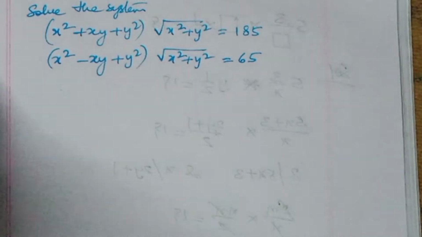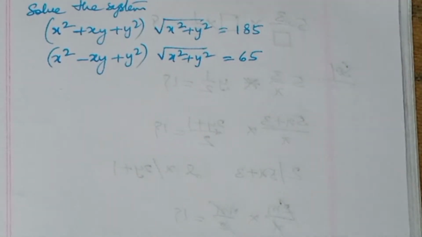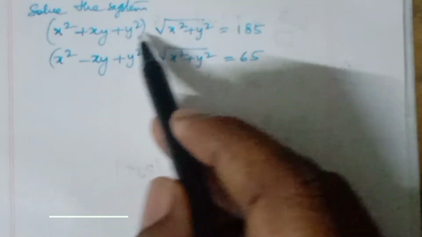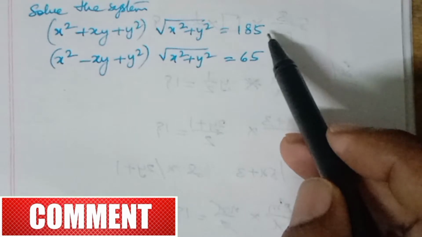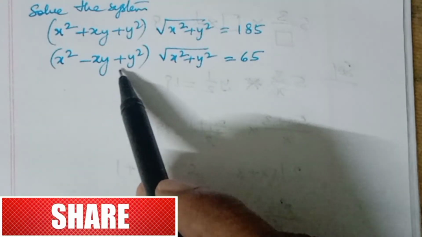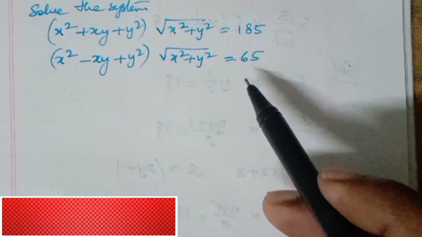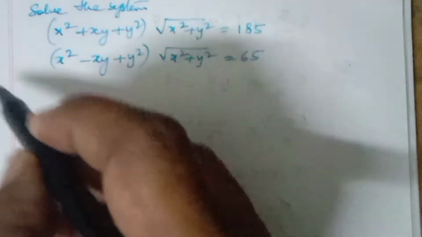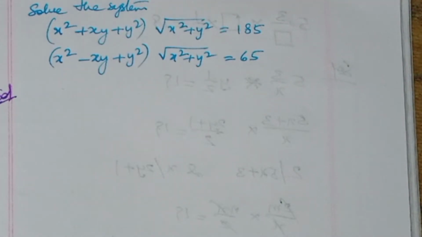So this is one Olympiad problem given. Solve the system of equations: (x² + xy + y²) times the square root of (x² + y²) is 185, and (x² − xy + y²) times the square root of (x² + y²) is 65. So in this problem, you have to use logic, then only you will get the answer to this solution. You cannot use a trial and error method here.